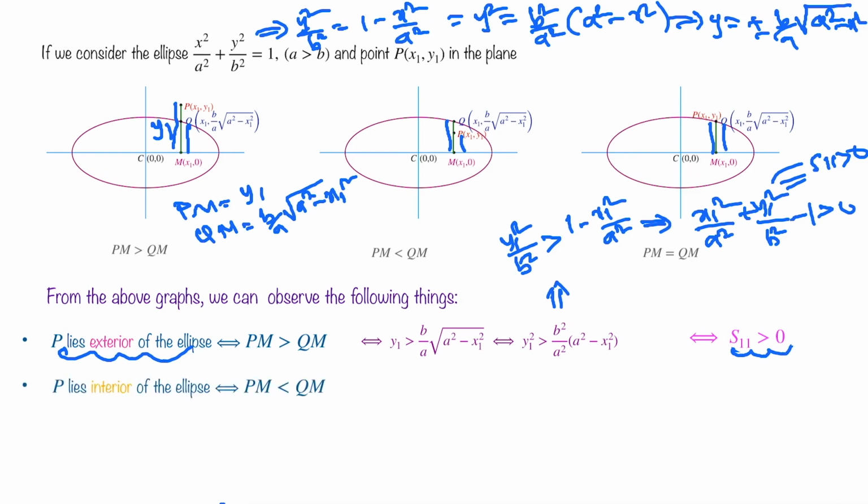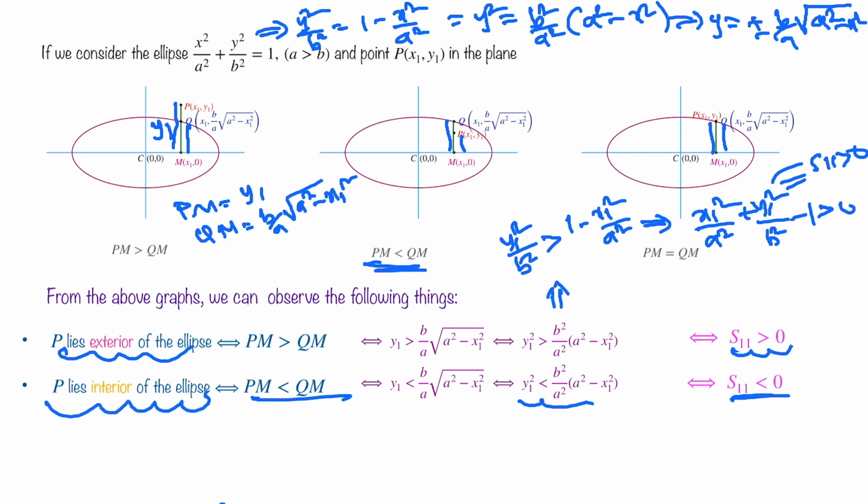Similarly, P lies interior to the ellipse if and only if PM is less than QM. What is PM again? Y1 less than, what is QM? B by a under root a square minus x1 square. If you simply square each side, you will have y1 square less than b square by a square times a square minus x1 square. So this will be equivalent to saying that S11 is negative. So P lies interior to the ellipse if and only if S11 is negative.